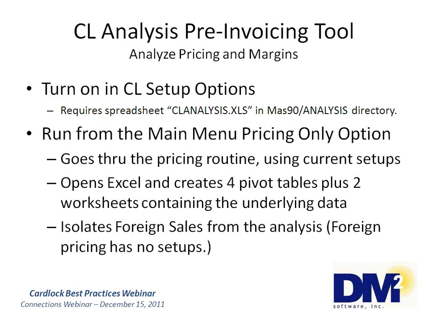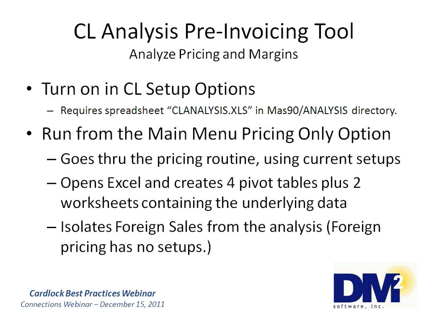It's easy to set up. It's a flag to turn on in the Cardlock setup options. There is a spreadsheet, which even if it's not where it needs to be, it's on your system, and it needs to go into the MAS 90 analysis directory. It's run from the main menu, pricing only option, and it goes through the pricing routine, uses current setups, whatever you've got right now. And if you don't like what you've got right now and you go out and change the price tables or you change that customer's margin and you run it again, it uses those current setups.